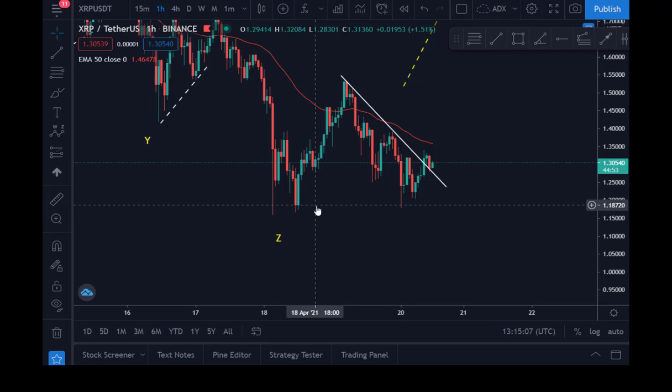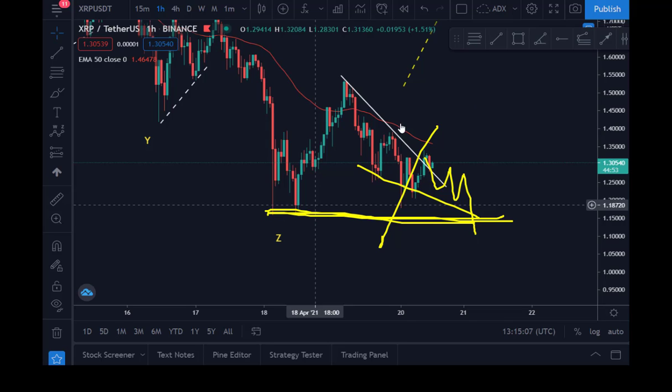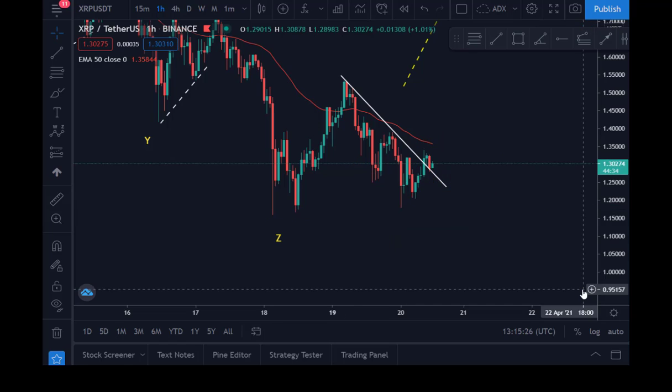If for any reason it breaks this previous low, that means this pattern is invalidated. So you don't need to take this trade again. If this thing happens and breaks this low, don't take this trade again, because what you would now see is something like this and down. That's why we wait for confirmation, for us not to be trapped in a trade.